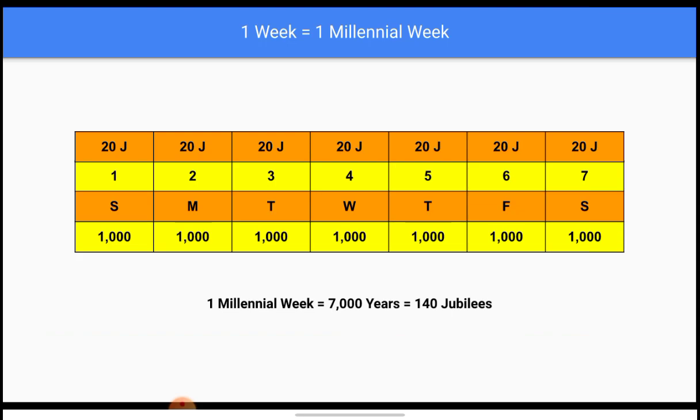All right. Now here, again, we see the graphic for the millennial week, except this time we've placed the 20 Jubilees right at the top just to show how it all connects and lines up. Okay, so one millennial week equals 7,000 years equals 140 Jubilees. Okay, so at the top, as you can see, I put 20 Jubilees. That's what the J stands for. Okay, there are 7 of those, so that's 140 Jubilees. So it's pretty easy and simple to do the math on that.